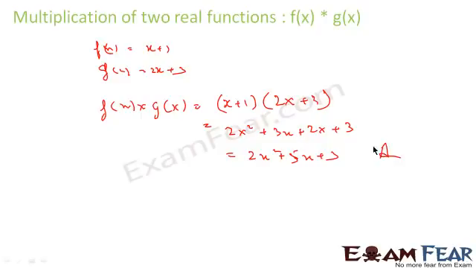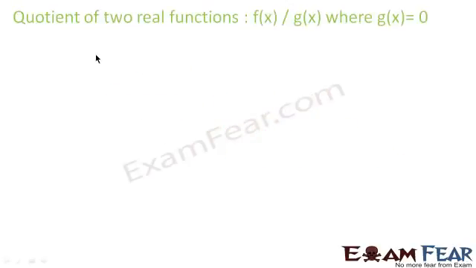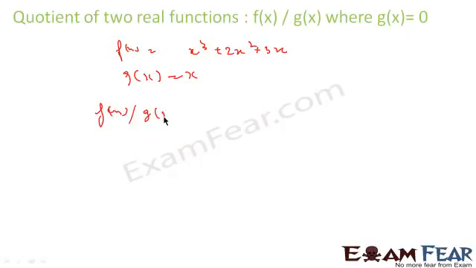So you can multiply two functions. Similarly, you can divide two functions. For example, you have f(x) equal to x cube plus 2x square plus 3x, and you have g(x) equal to x. You say f(x) by g(x), this is equal to x cube plus 2x square plus 3x divided by x, and this is equal to x square plus 2x plus 3.